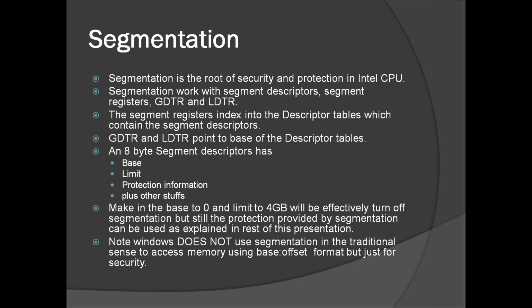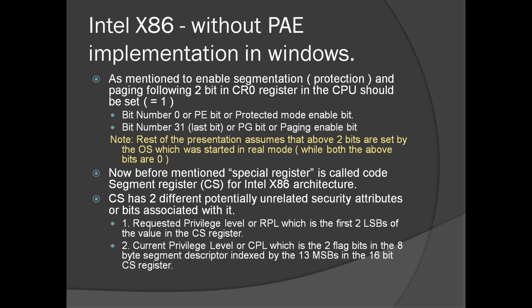In a segment descriptor, setting the base to 0 and limit to 4 GB will effectively turn off segmentation. But still the protection provided by segmentation can be used as explained in the rest of the presentation. Windows does not use segmentation in the traditional sense to access memory using the base colon offset format, but just for security or protection. As mentioned earlier, to enable segmentation and paging, the following 2 bits in the CR0 register in the CPU should be set: bit number 0 and bit number 31.